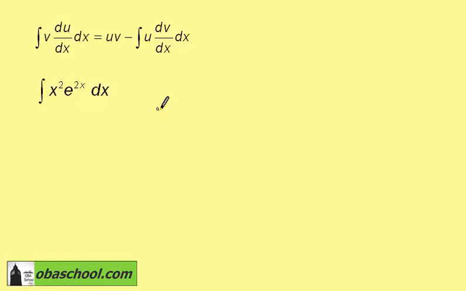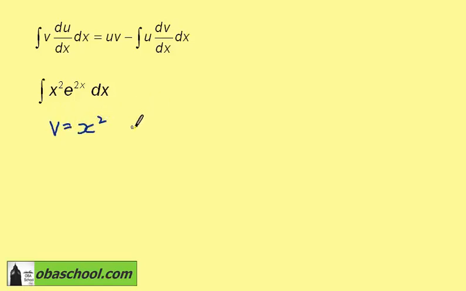Sometimes the parts formula has to be applied more than once in order to get to the final result. And we'll see this with this example. We want to integrate x squared times e to the 2x with respect to x. As stated in the previous example, with no log present, it would be the power of x that's chosen to be v. So we take v equal to x squared.